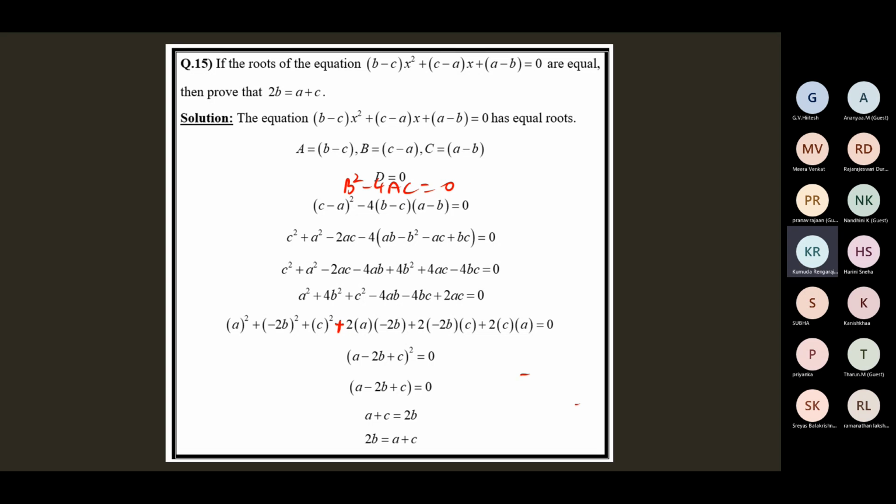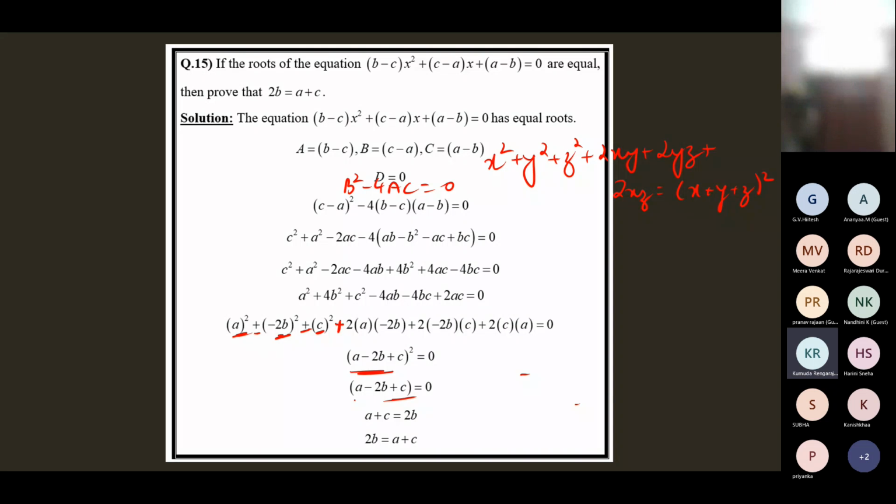All right, children. So for this, you need to use this identity. What's the identity? x square plus y square plus z square plus 2xy plus 2yz plus 2xz is equal to x plus y plus z the whole square. So we presented it in that form. x square plus y square plus z square plus 2xy plus 2yz plus 2xz is equal to 0. So that can be written as x plus y plus z the whole square, which means x plus y plus z is equal to 0. On transposing, you get the result.